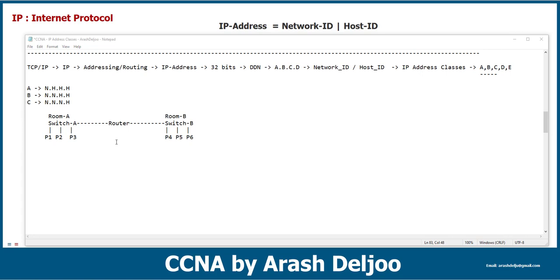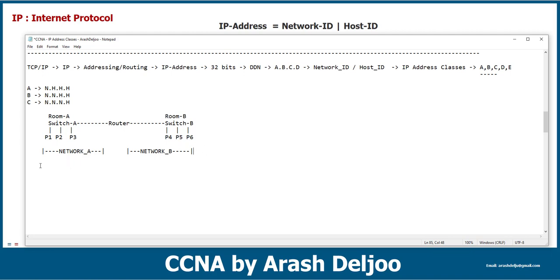We need to address these two networks. Here we have two networks. You know that routers are used to forward the traffic between networks. Here, this is network A, and after that, this is network B. Routers are always used between different networks. The router cannot work inside of the network. The switches work inside of the network.